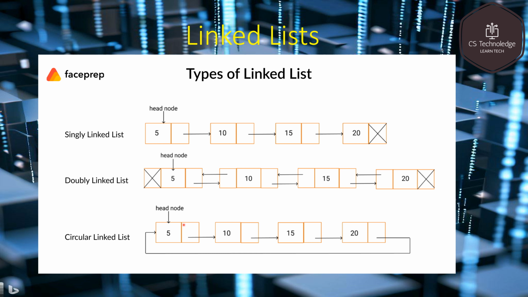In case of a circular linked list, it is similar to the singly linked list. However, if you see the last node, in a singly linked list it was null. In a circular linked list, the next pointer of the last node points to the first node. So this is the example of a circular linked list.